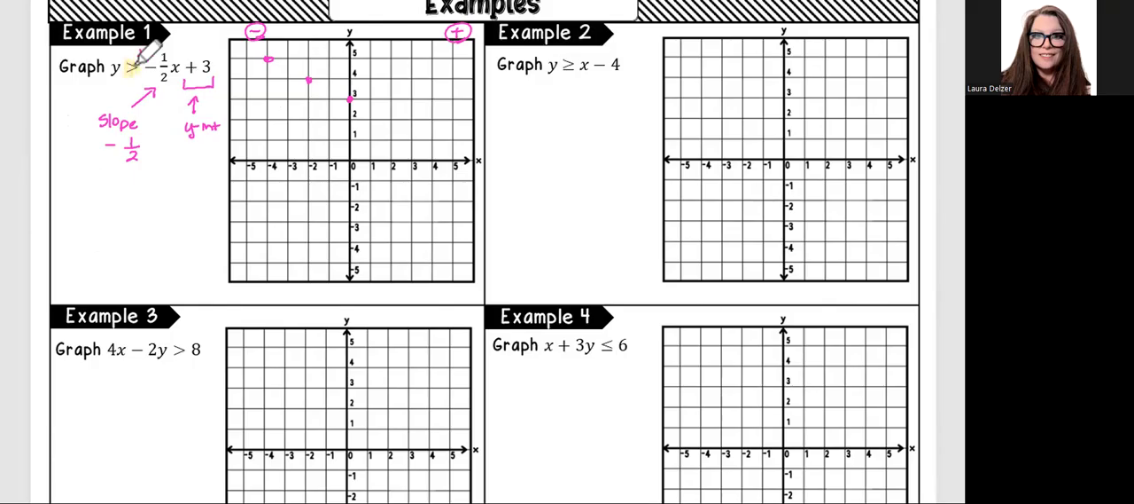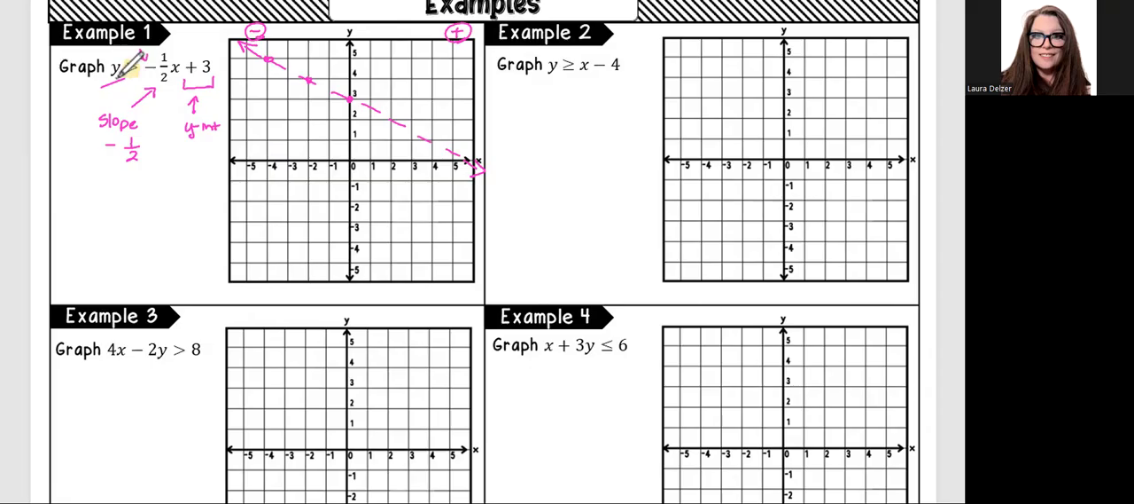Now, the next to the final thing is we got to look at this guy here. So it's got a greater than sign. It does not have an equal sign in it. So because it doesn't have an equal sign in it, that means this is a dashed line. So I'm going to kind of freehand this. It's not the best, and yours doesn't have to be the best either. I'm not an artist. Now, one area of this graph will be the solution, and one area won't.